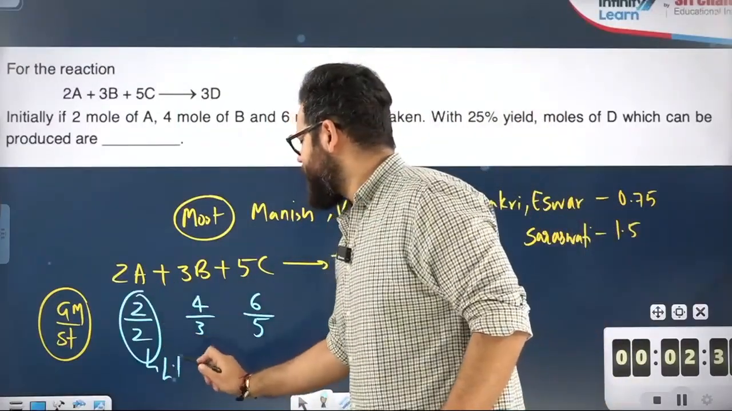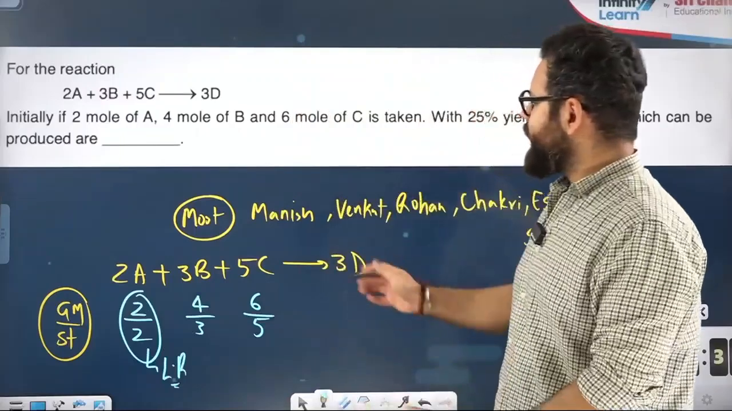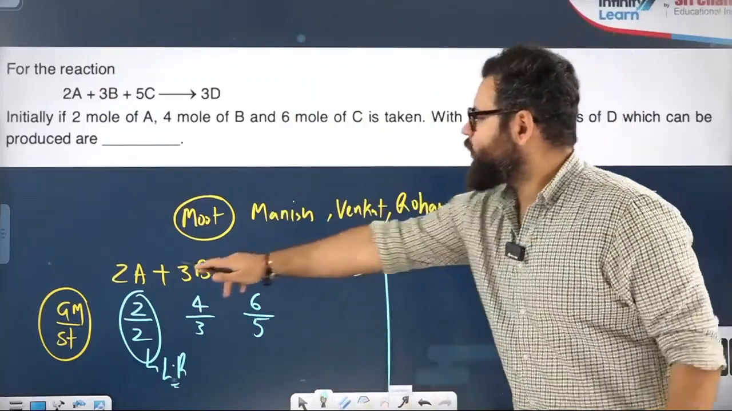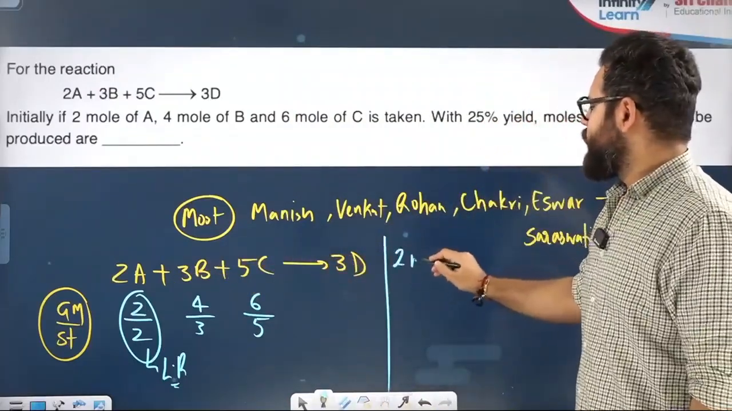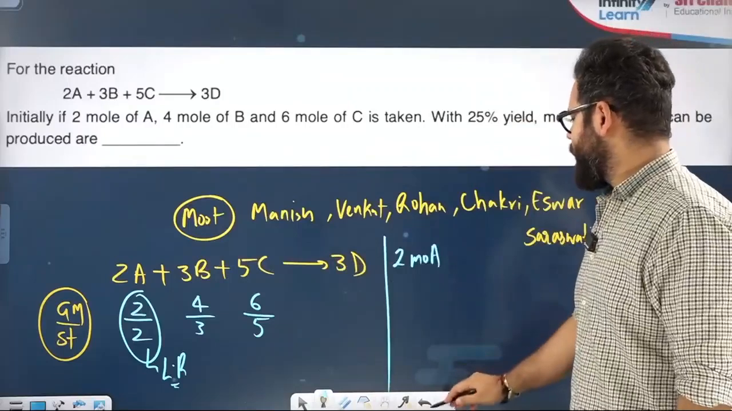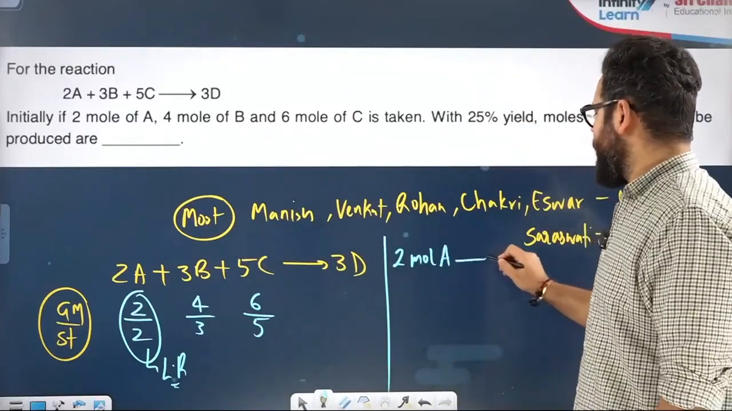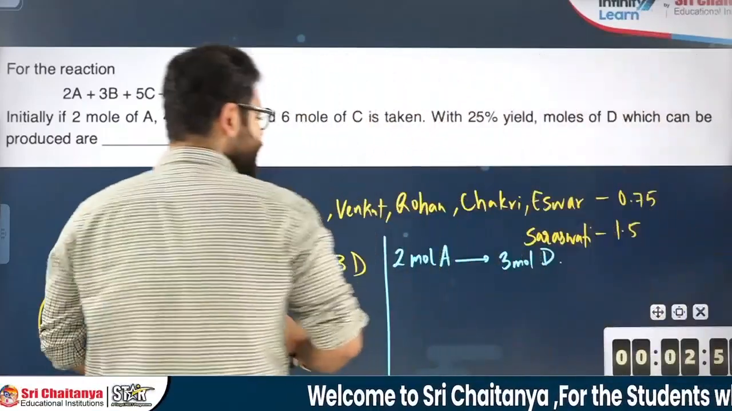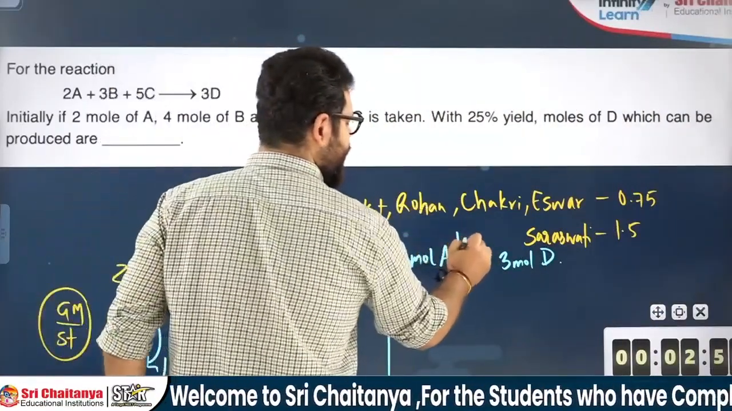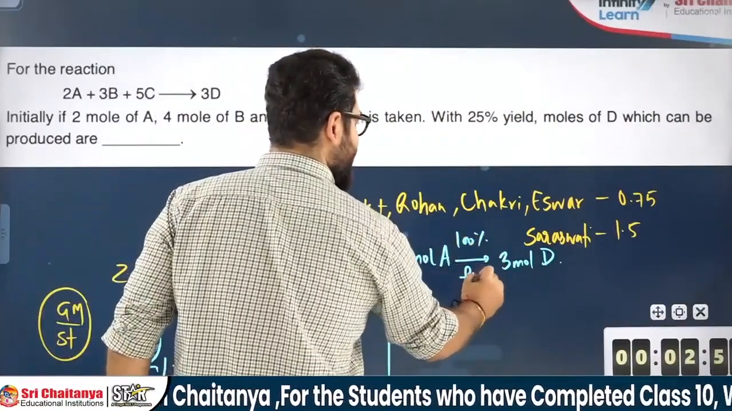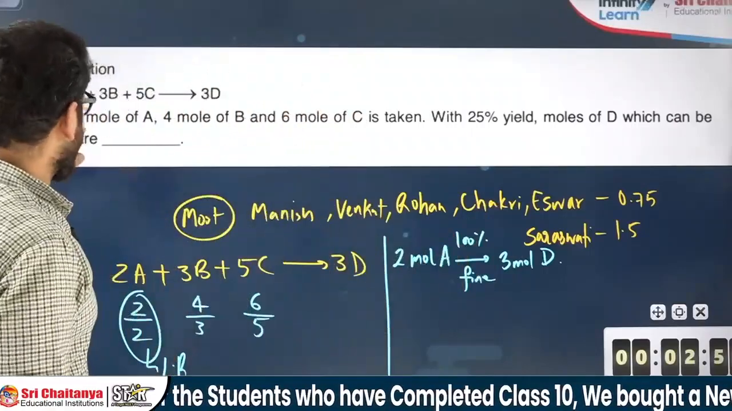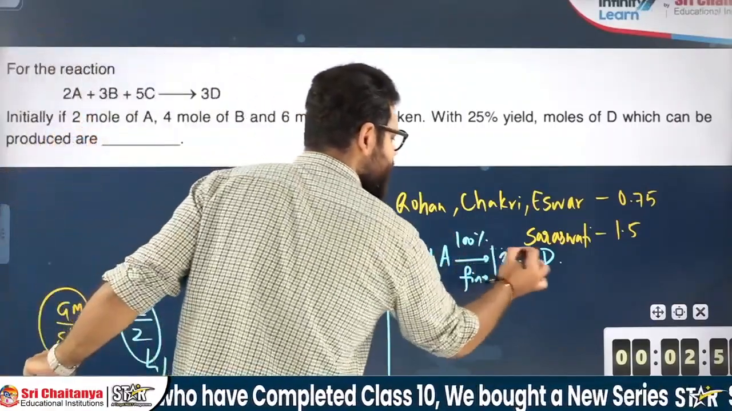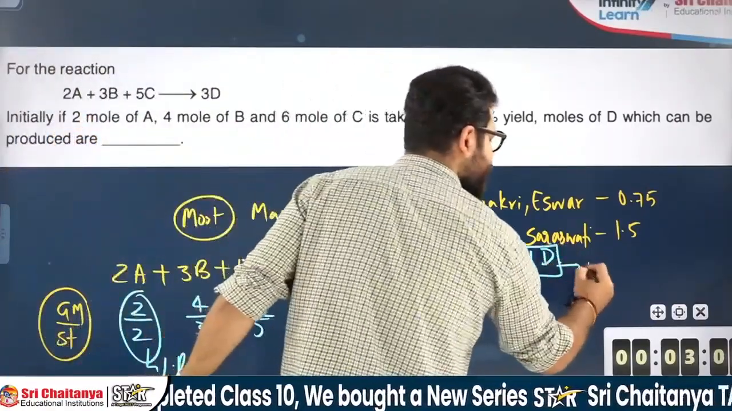A says I will decide. So according to A, we'll make the product first. 2 mole A gives 3 mole D. If everything is 100% fine, then we have taken 2 moles only. So the answer is 3 mole D should form theoretically.